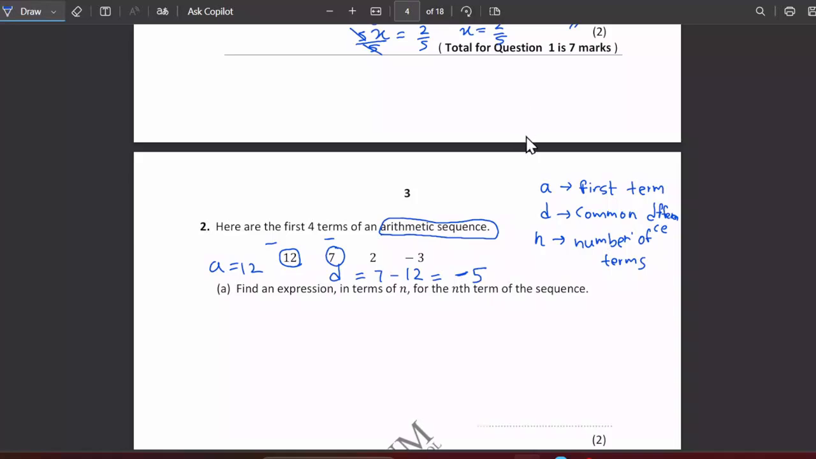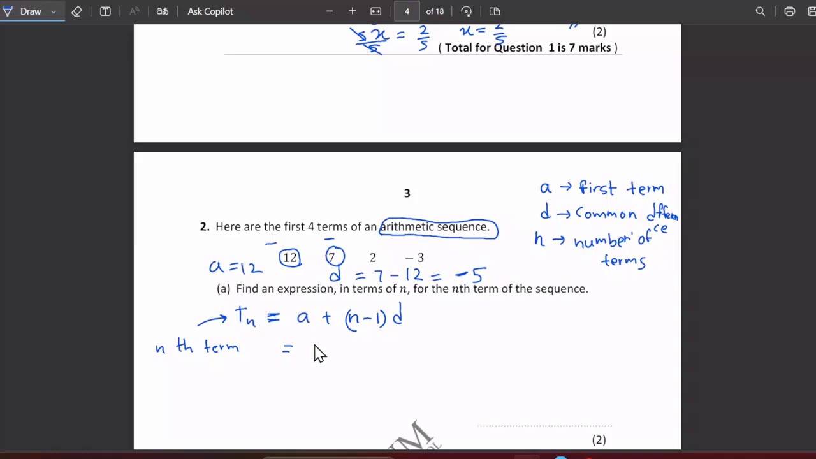So now we know all the things we need to get the nth term expression. Okay. So this is something you have to remember. There is an expression you have to remember. Tn means nth term. If we want to find the nth term, use this formula. Tn equals a plus n minus 1 times d. So this is the equation.